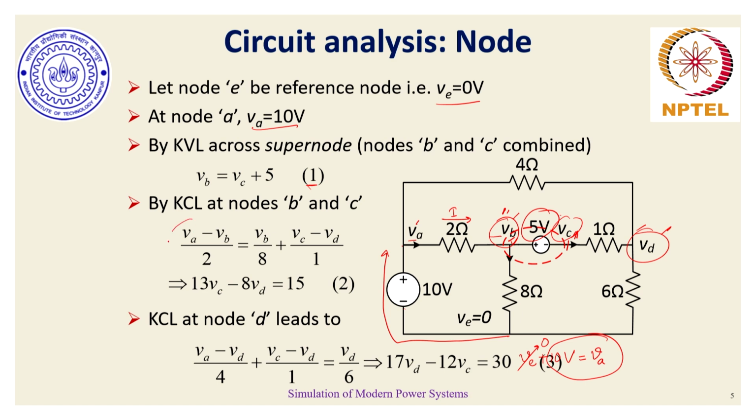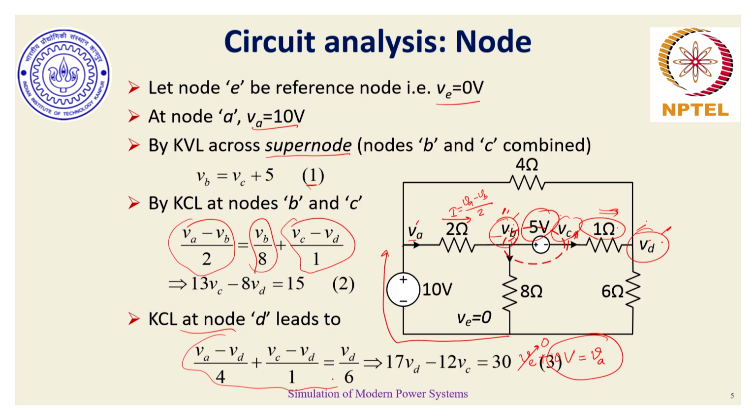KCL at node B gives VA minus VB over 2, which is the current through the 2 ohm resistor. If this is the incoming current, the outgoing current is VB by 8, which is this term. And then eventually we have VC minus VD by 1 ohm, which is the current flowing through this 1 ohm resistor. Why can't we write the current through the 1 ohm resistor in terms of VB and VD? The answer lies in the definition of the super node. VB dictates what VC is, and then from VC we get the current in terms of VD. Similarly, if we apply KCL at node D, we get the corresponding equation.